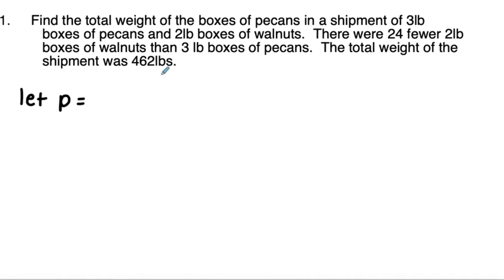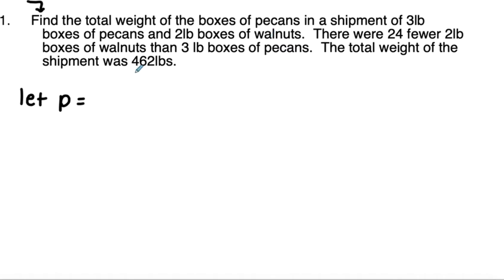Okay, I find this one confusing. Why? Well, because we've got a lot going on. We have the number of boxes you could have, and then we also have the pounds. Now, in this case, the question actually asks me to find the total weight of the boxes of pecans, but in order to find that, I need to know how many I have. So this is one where you can't necessarily use the question to find your let statement.